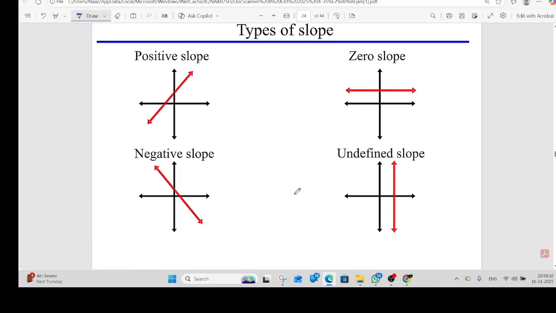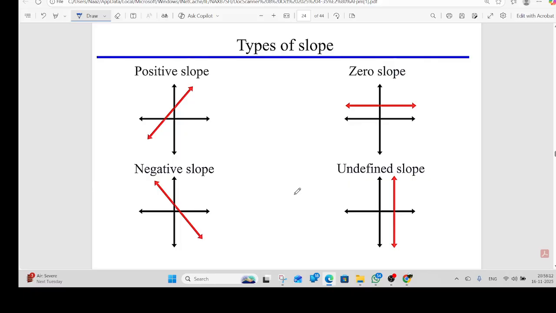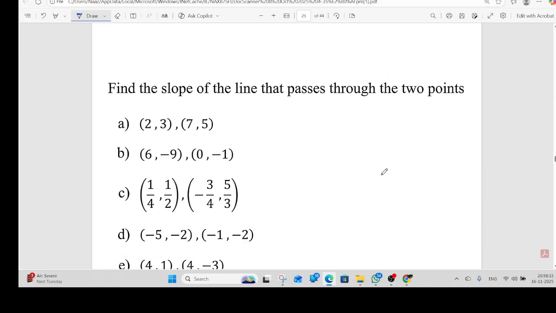So there are these 4 types of slope that we have seen. When the graph is going like this, the slope is positive, because slope tells us about the steepness of a graph. When we have a horizontal line, the slope is 0. When the graph is going downward, slope is negative. When we have a vertical line graph, slope is undefined, right?